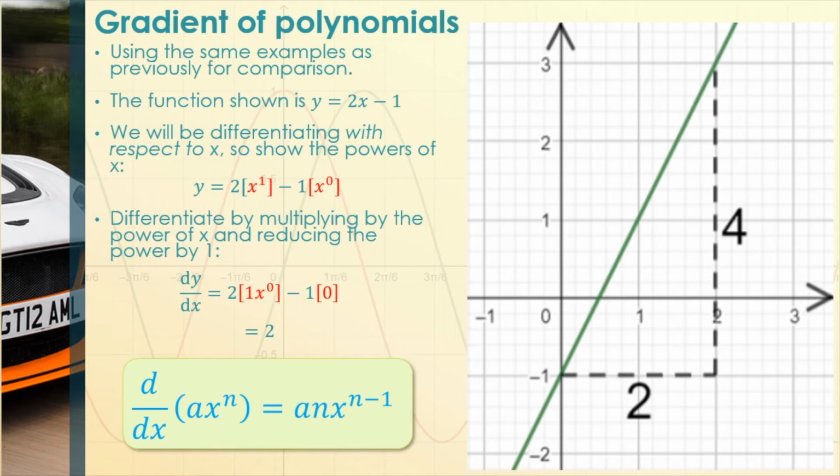So x to the power of 1 becomes 1 times x to the power of 0, which is 1. X to the power of 0 becomes 0. So simply our dy by dx becomes 2 times 1 minus 0, and the answer is 2, confirming what we already knew from when we measured our gradient.